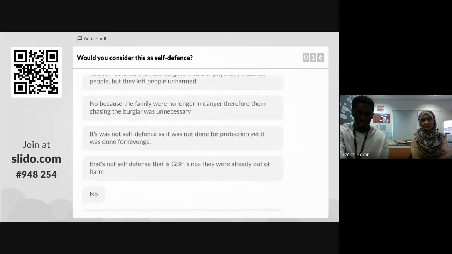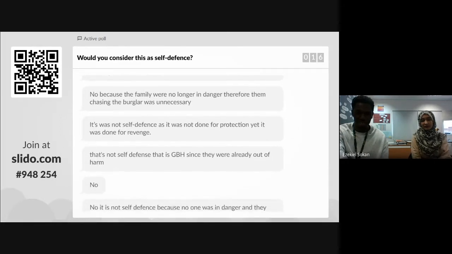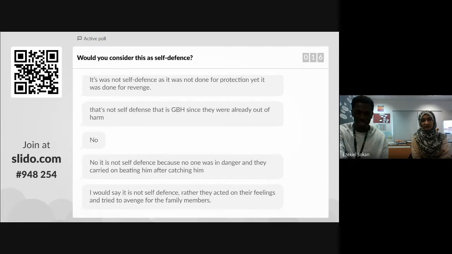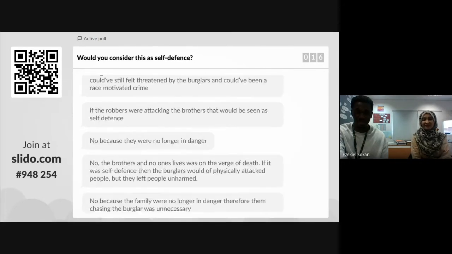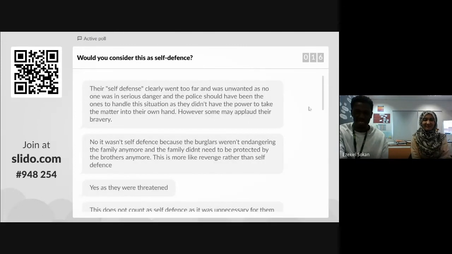Okay, GBH, since they were already out of harm. Okay, so they acted on their feelings and tried to avenge the family members. Right, so their self-defense clearly went too far and was unwanted, as no one was in serious danger, and the police should have been the ones to handle this situation, as they didn't have the power to take the matter into their own hands. However, some may applaud their bravery.